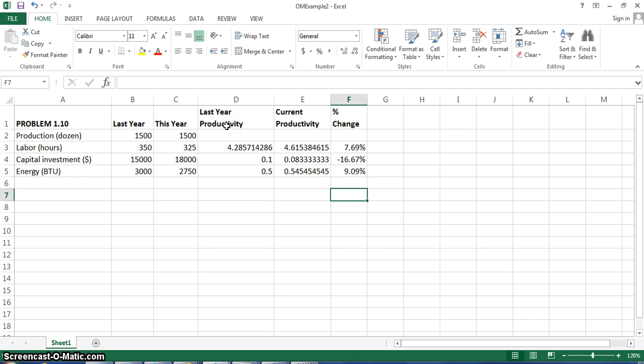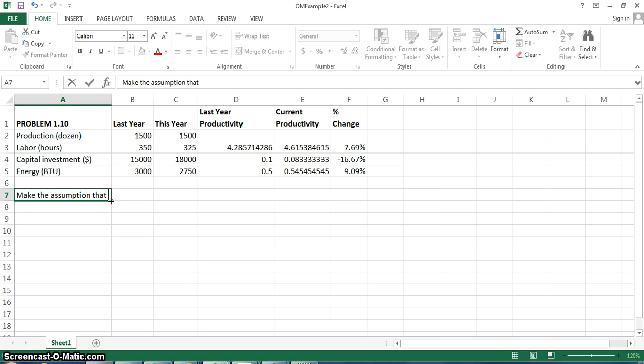We might also want to calculate multi-factor productivity measurements. We need additional information other than what's given in the textbook to calculate multi-factor productivity measurements. So we're going to make some assumptions here. We'll make the assumption that labor is $10 per hour, and energy costs 50 cents per BTU.